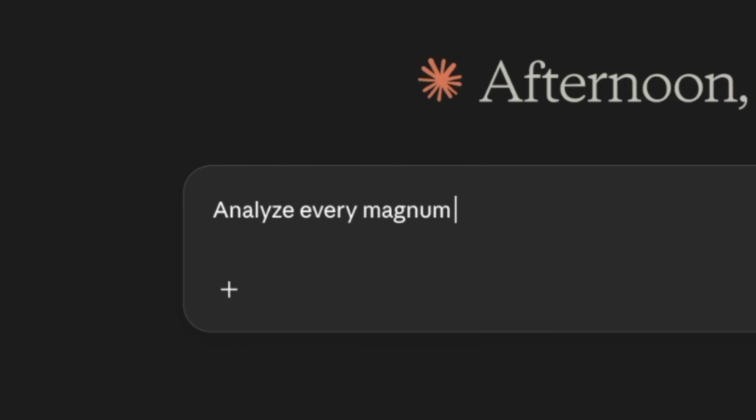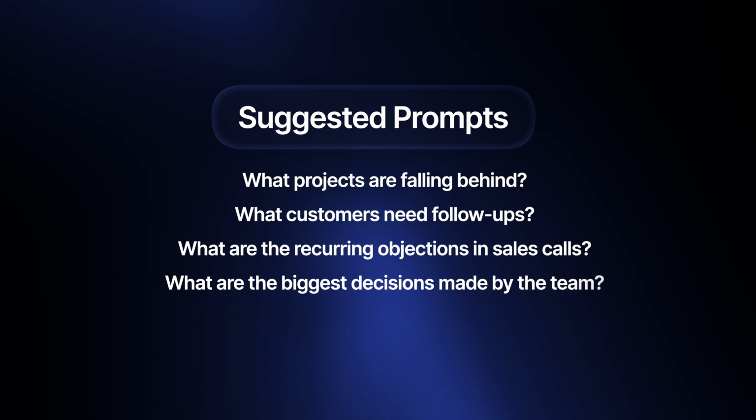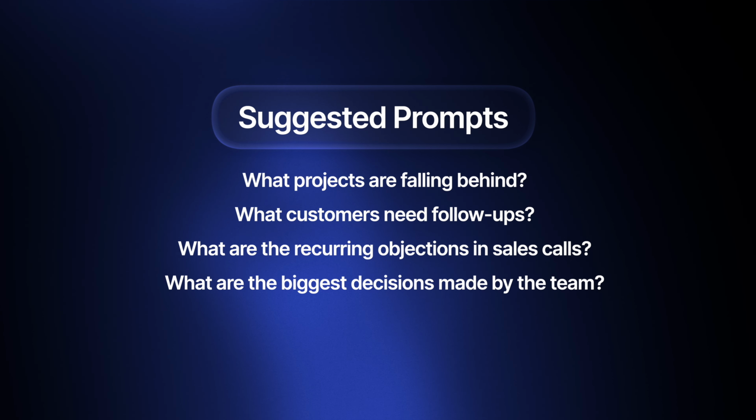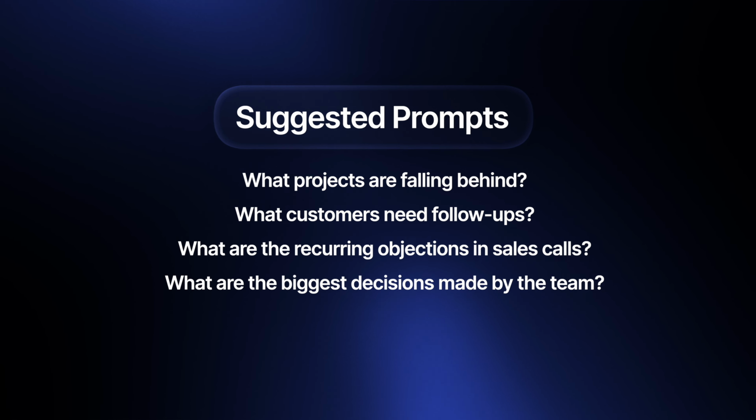Now that you have it connected, here's a prompt I'd try right away. Analyze every Magnum meeting from the last 30 days and tell me, what projects are falling behind? What customers need follow-up? What are the recurring objections in sales calls? And what are the biggest decisions made by the team?